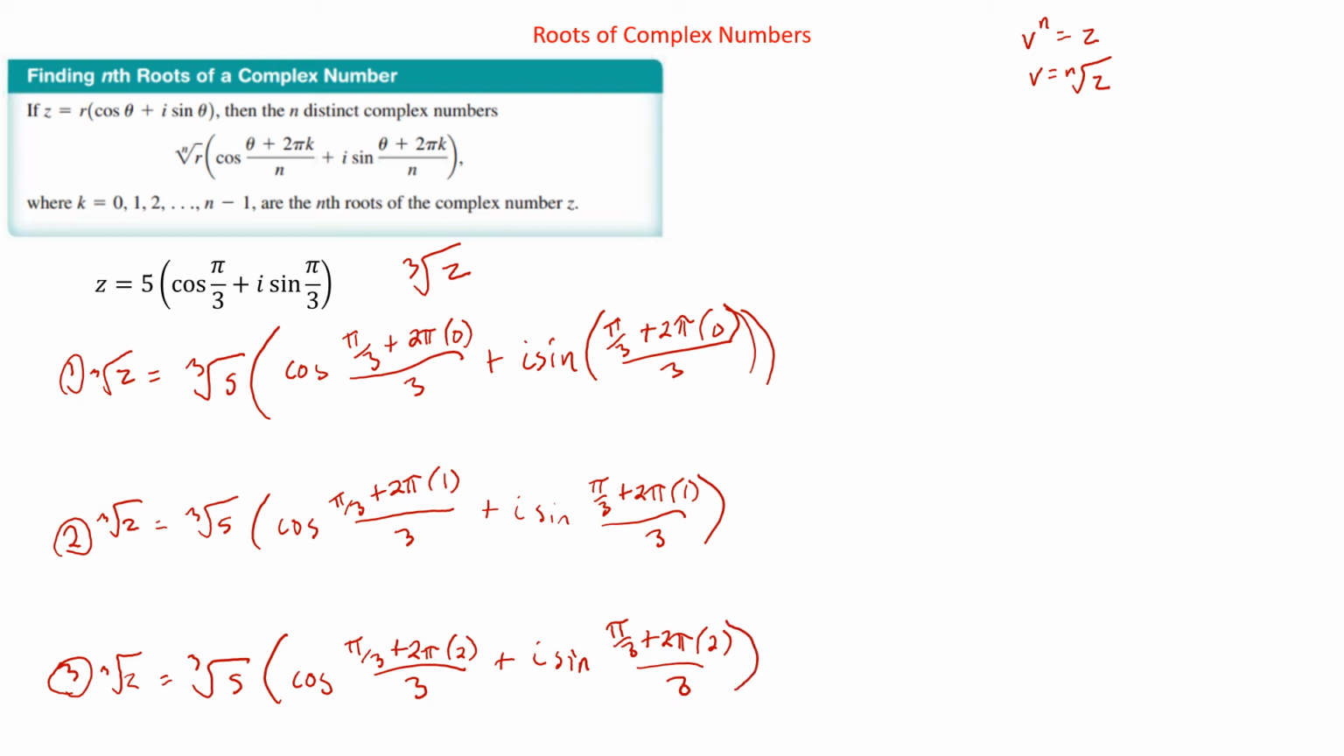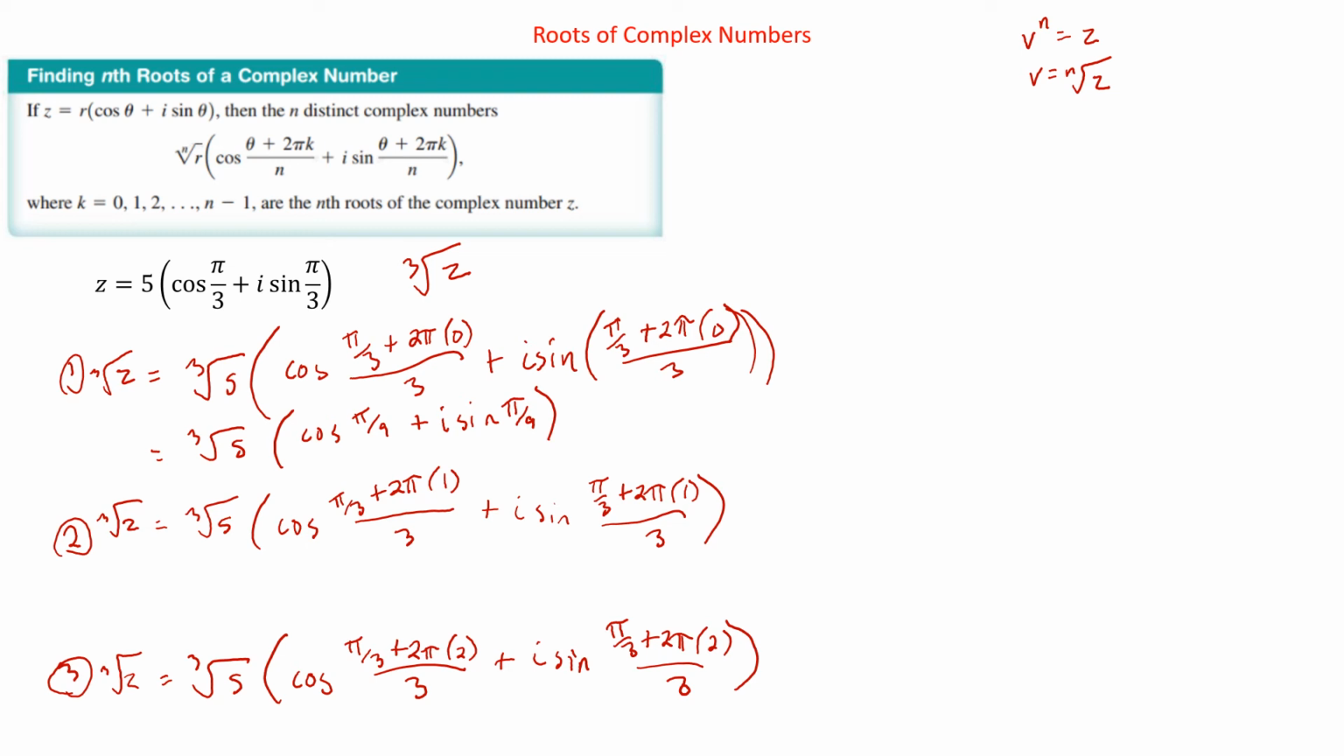And so we start out with 0. We have 1. We have 2. That makes 3 roots, and 2 is 1 less than 3, which is the root that we're looking for. All right, so now we just need to simplify these. This top one, 2 pi times 0 is just 0, so pi over 3 divided by 3 is pi over 9. So this one will be the cube root of 5 times cosine pi over 9 plus i sine pi over 9. The angles are the same.